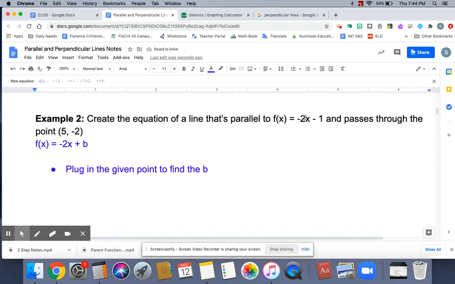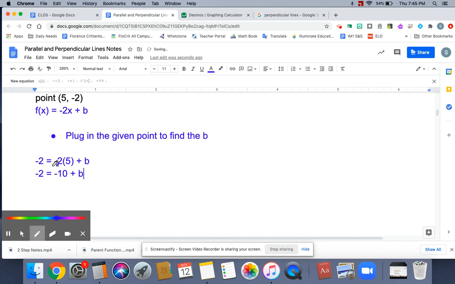So basically it's giving you the slope because it's telling you it's parallel, and then it's giving you a point. So when you have a slope and a point, you take it. Remember, f of x is the same thing as y. And then you plug in the x into the x and the y into the y, and you solve for your b. So -2 times 5 is -10.